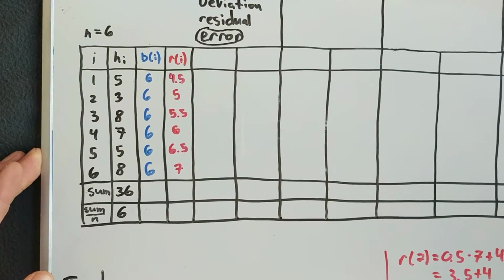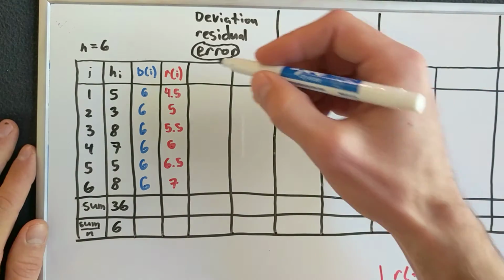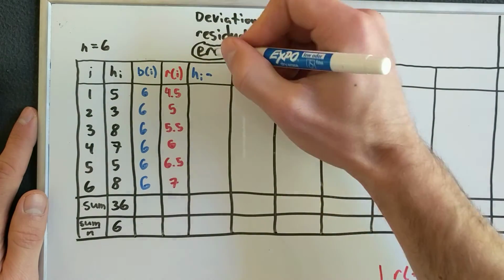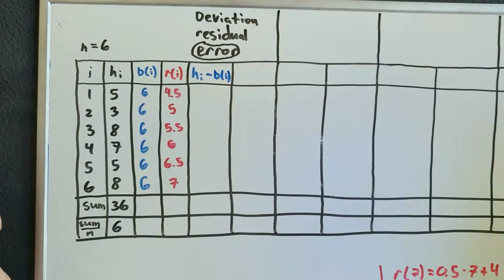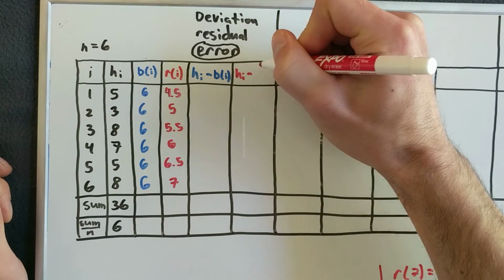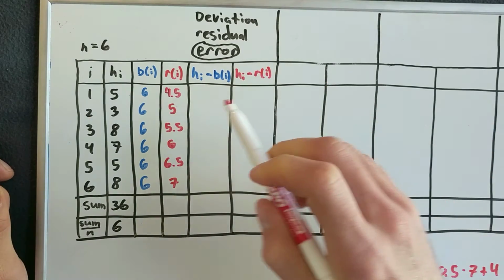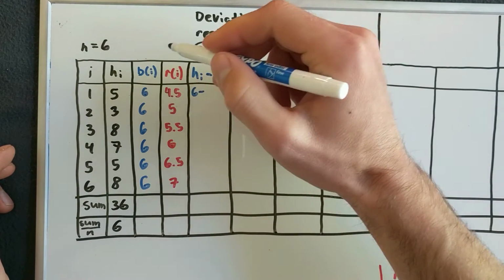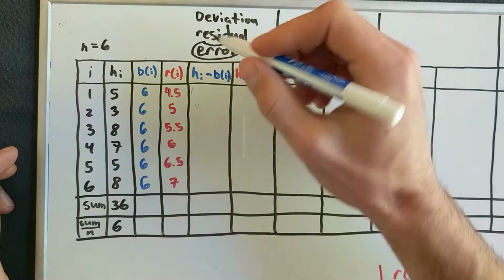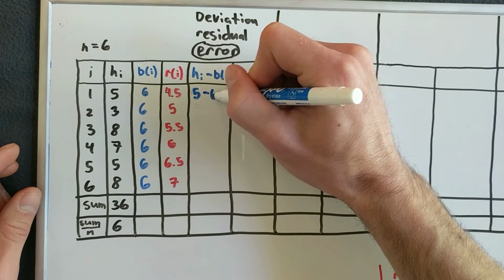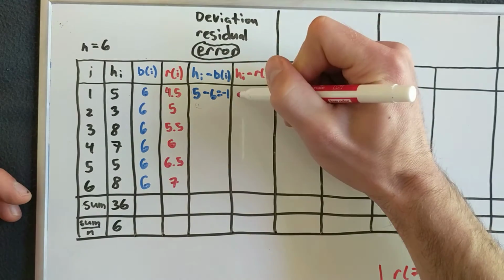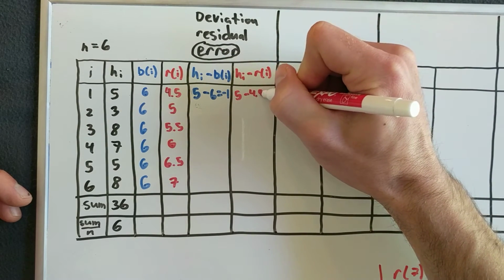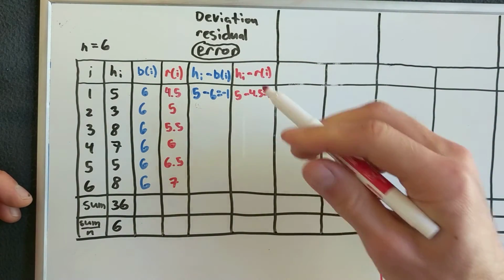And similarly with the derivation of variance, first I'm going to just calculate the distance with direction. So that's going to be the point h of i minus b of i. For red, it will be h of i minus r of i. And so h of i is 5, b of i is 6, which is minus 1. And for red, h1 is 5, r1 is 4.5, this is 0.5.